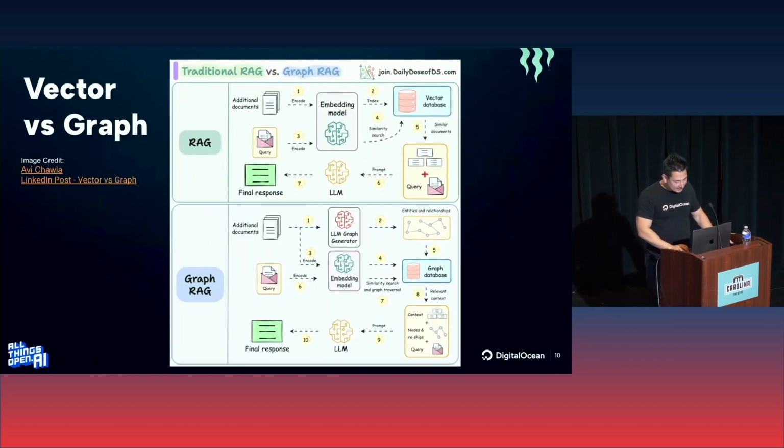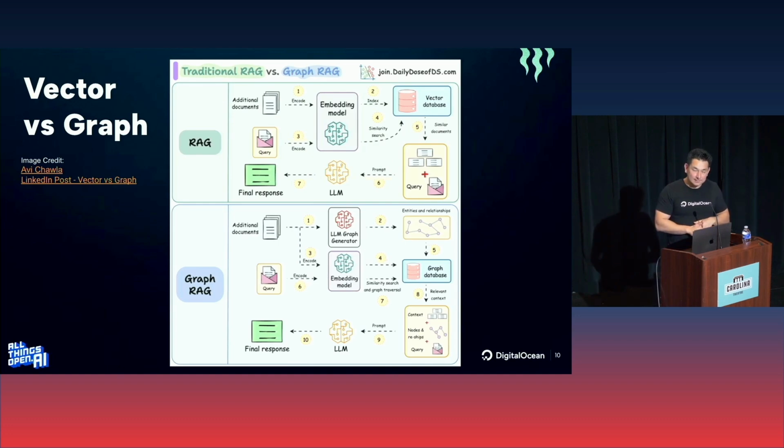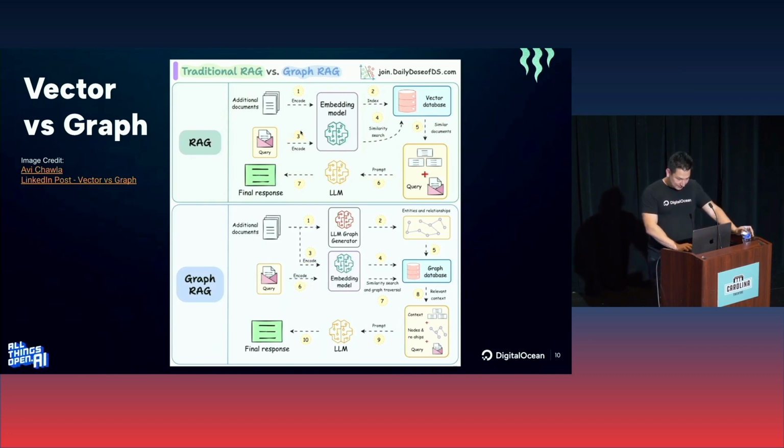And so I have this architecture diagram right here. The top is a traditional RAG implementation based on a vector database, and the bottom is an architecture diagram based on a graph database. And the biggest thing to note here, can you see my cursor, right?